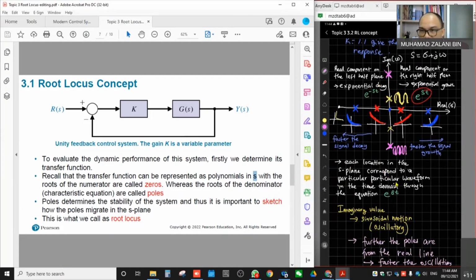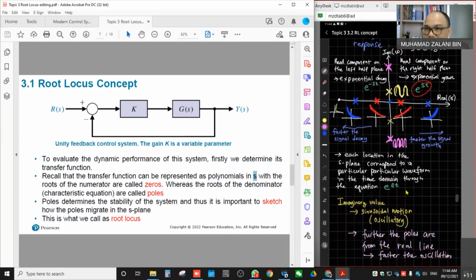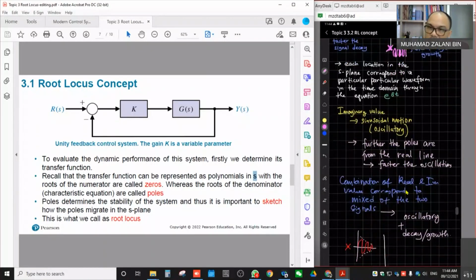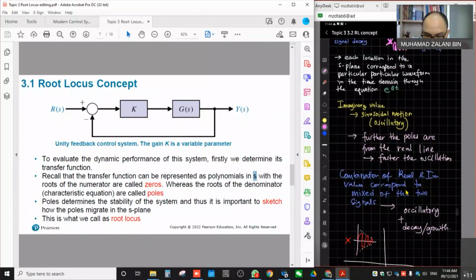So each location in the S-plane actually describe the behavior of whether it's oscillatory, transient, or decaying, or growing, and how is the rate of the oscillatory function. So it is about everything about stability actually. So let's say I have a system like this. So something that is decaying. So lagi cepat dia decay, let's say for this one, mungkin dia lagi cepat. Macam tu. Lagilah stable. Lagi cepat dia decay, lagilah stable.